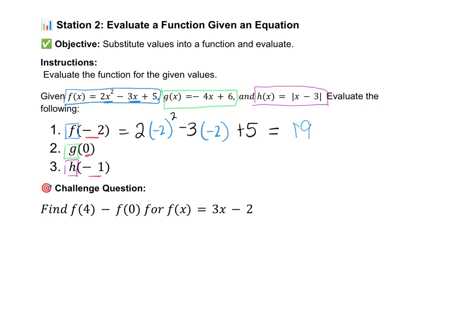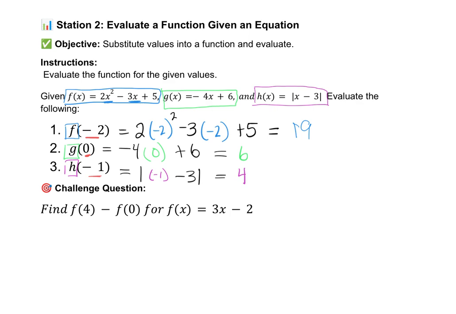I'm going to do the same thing with the second equation and the third. Second equation is g, so I'm going to use my g of x. Everywhere I see x, I will replace it with 0. And for h of x, I will use my number -1 everywhere I see x. So for g of 0, I get the answer 6, and for h of -1, I get the answer 4. Look at your calculator sheet to see how to plug these into a calculator if necessary.